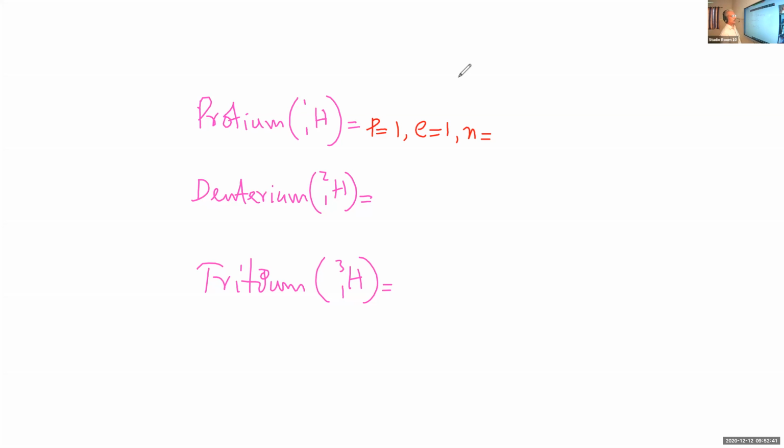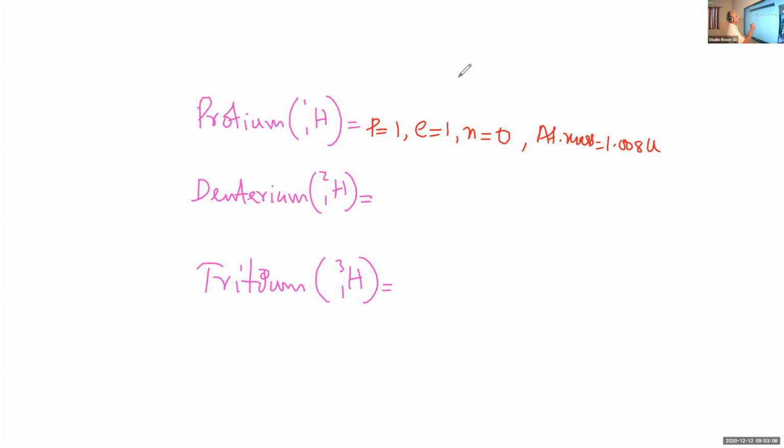How many? Zero. So, neutron is equal to zero. And now you take the mass. Atomic mass is equal to 1.008 U, approximately equal to 1 U. That is a fraction. Okay. Now you come to deuterium or heavy hydrogen.